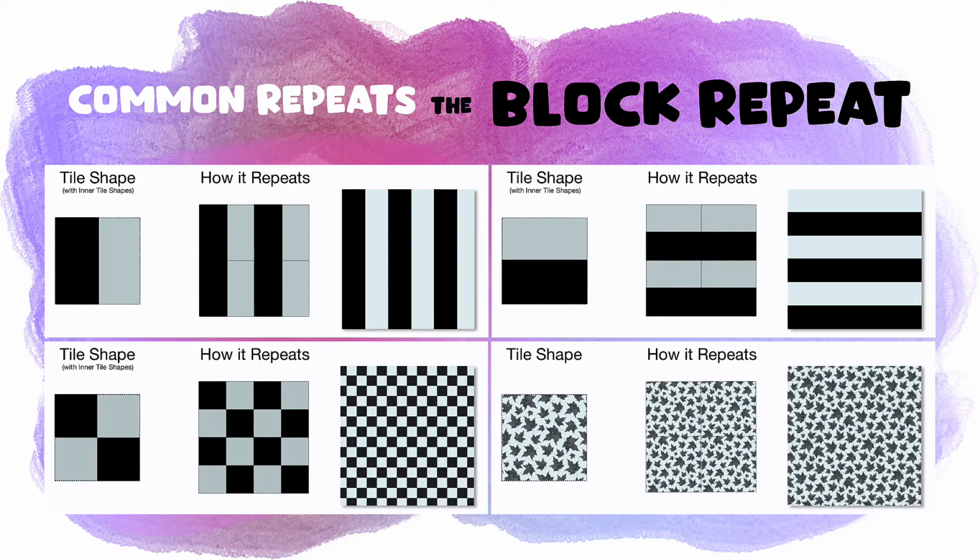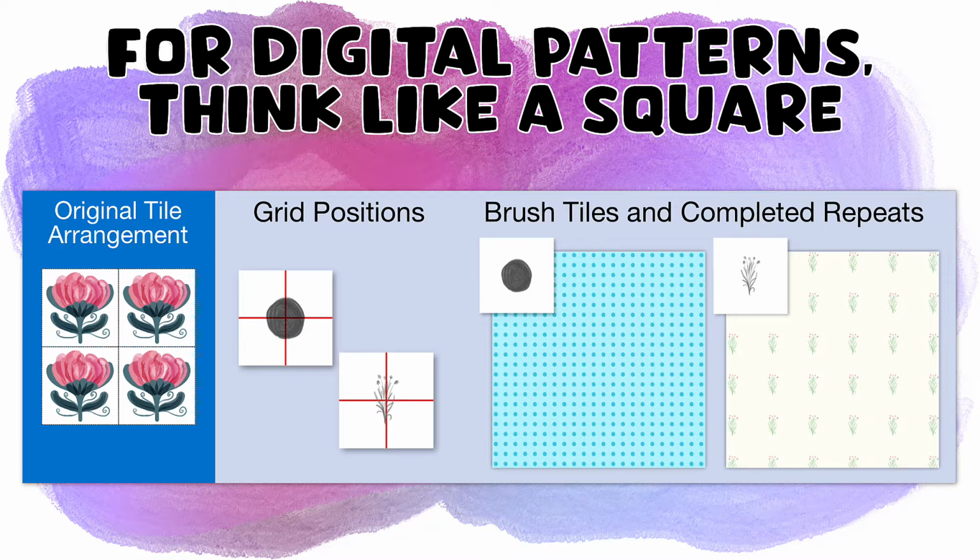Here are a few more common repeats, and as you can see, the inner tile shapes are pretty simple. They're either tossed leaves, rectangles, or squares. Let's talk about how to achieve our various repeats. For a basic block repeat, you would center your inner tile shape or motif within your square tile.